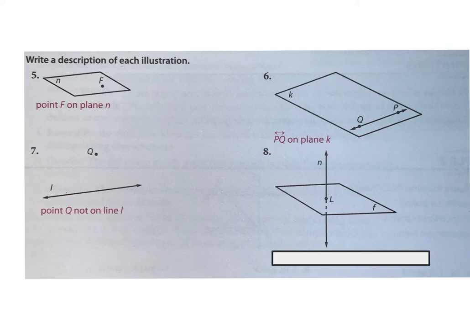For 7, point Q not on line L. So not on line L. Or you could have just said point Q and line L and just not written a description that compared the two. And then number 8 was a line going through a plane. So for this one, you could have said line n intersecting. We haven't learned that term yet, but you could have said line n going through point L or through the plane F. There's a couple of things going on there that you could have described.